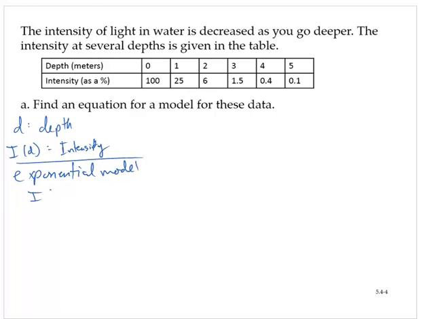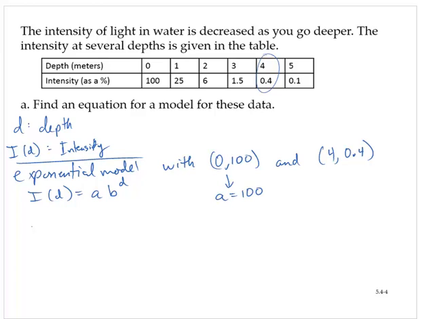Exponential model, so I'll say that I of D is equal to A times B to the D. Choose a couple points. I'm going to use 0, 100, and I'm going to pick a point further away. I'm going to use 4, 0.4. Since I'm using 0, 100, that makes life a little bit easier. Since I have that point, I know then that A is equal to 100. So I have I of D is equal to 100 times B to the D. Now I'll use the other point. 4, 0.4 tells me that 0.4 is equal to 100 times B to the 4th power.